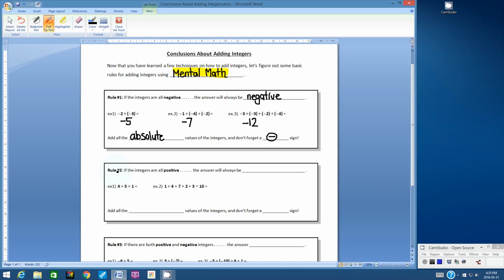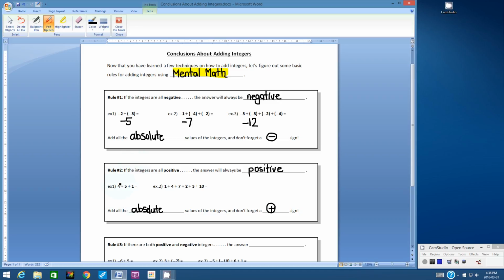Okay, so let's look at the opposite rule. Rule number two. If the integers are all positive, the answer will always be positive. Okay? Let's look at this sentence at the bottom of the box. Add all the absolute values of the integers, and don't forget a positive sign. Or if you're writing your answer in standard form, no sign. So rule number two is just basically addition before you ever learned anything about integers.